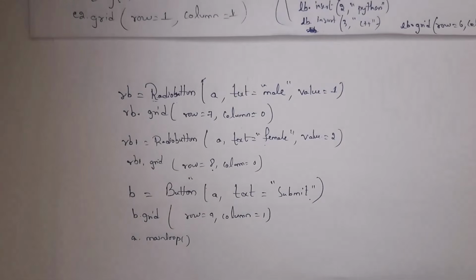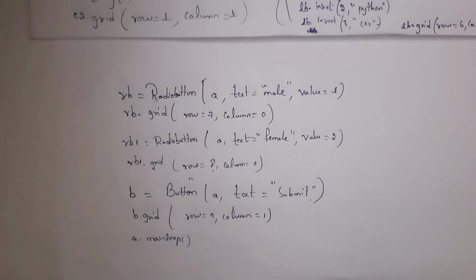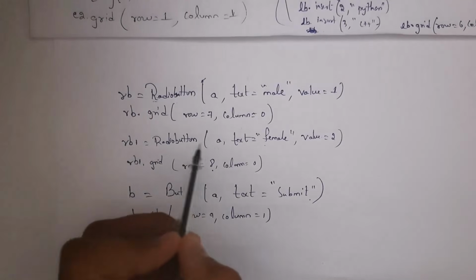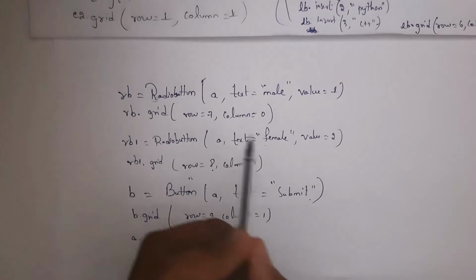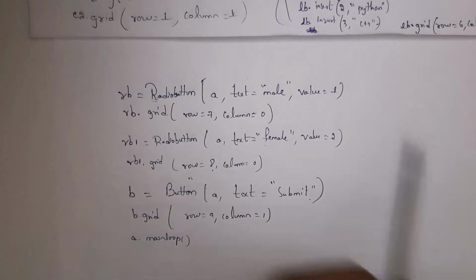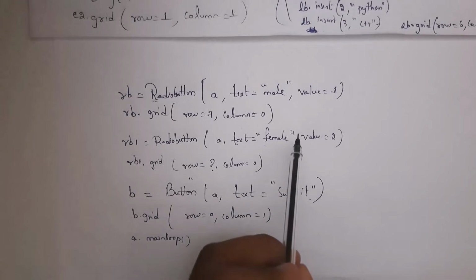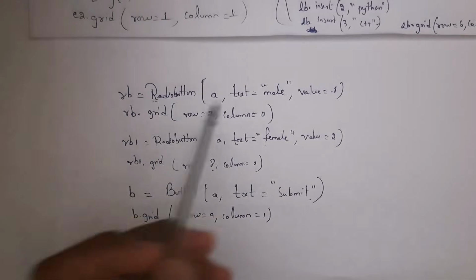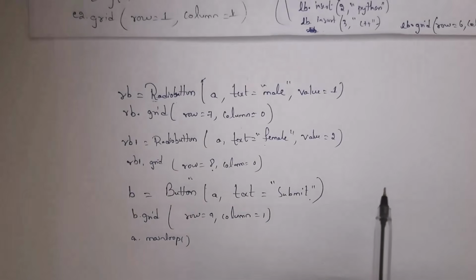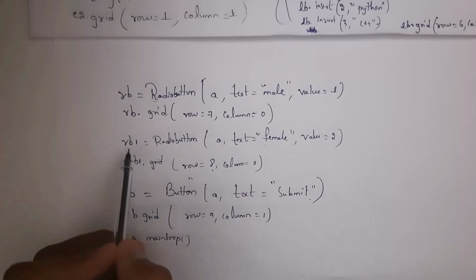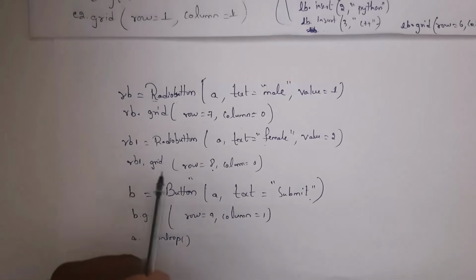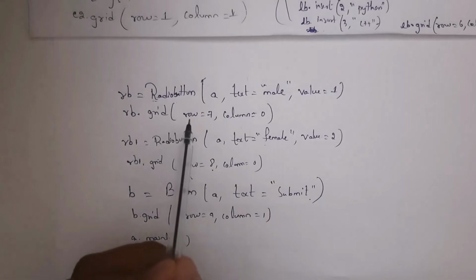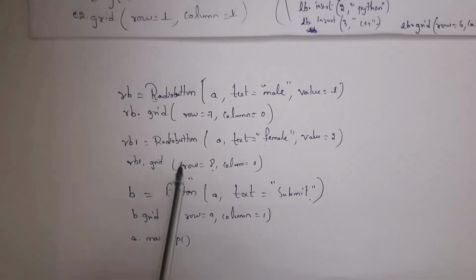And similarly I want to insert another radio button. The radio button name is female. Taking variable name as rb1. rb1 equal to radio button of A comma, here I am giving text equal to female comma value equal to 2. For male you need to give value equal to 1 and for female you need to give value equal to 2. That means either you can select male or you can select female, but you cannot select both. So I written here value equal to 1 and value equal to 2. And my radio button is present in variable rb1. So I written here rb1.grid of, here for male radio button row equal to 7 and similarly for female radio button row equal to 8 comma column equal to 0.